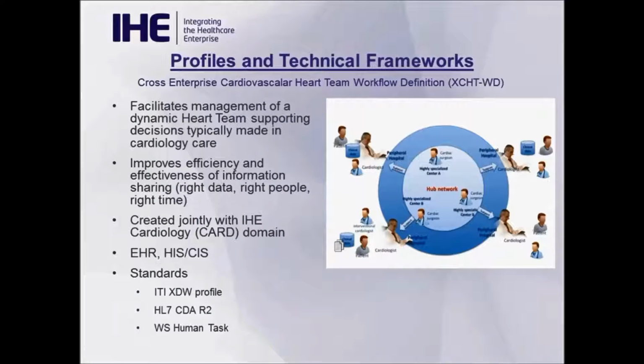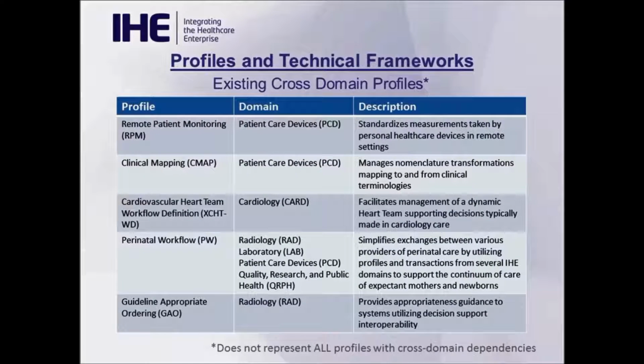And then perinatal workflow, oh, not quite yet. We can go back to the previous slide just for a minute. And then perinatal workflow, which is something we mentioned on the previous slide. This one actually touches a lot of different domains: radiology, laboratory, patient care devices, quality research, public health, or QRPH, and it pulls all the pieces together into one large workflow. And then guideline appropriate ordering, which we worked on jointly with radiology last year, is all about providing guidance around the appropriateness of systems utilizing decision support. And now we can go to the next slide.